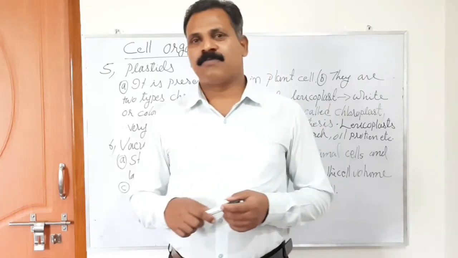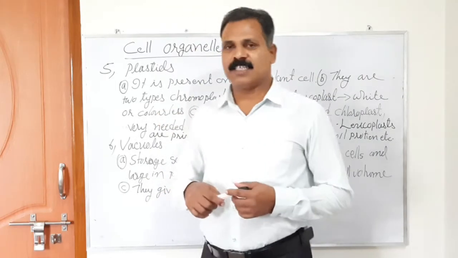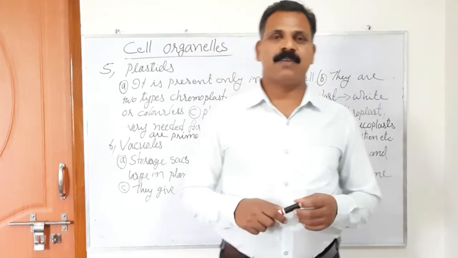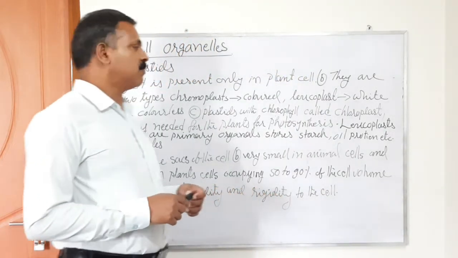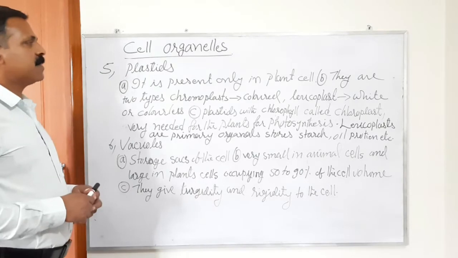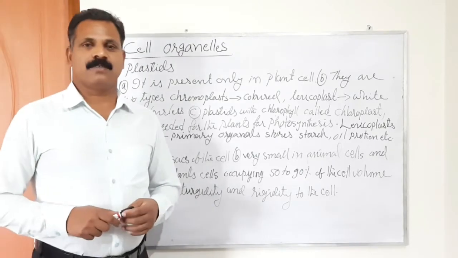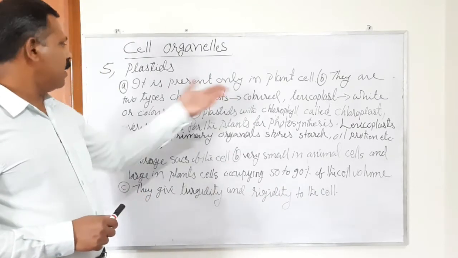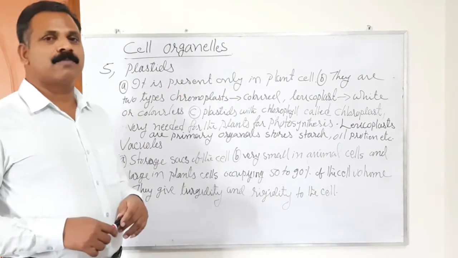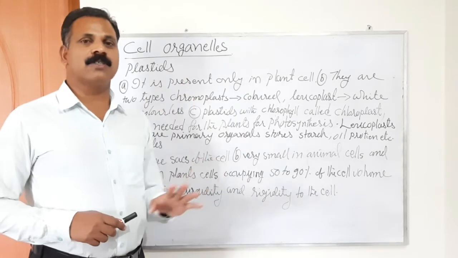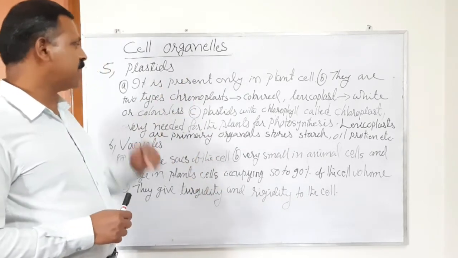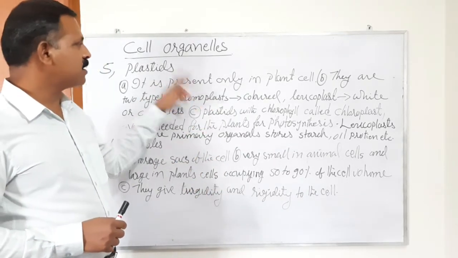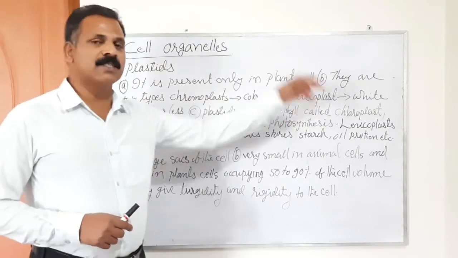Here the fifth organelle of the cell is plastids. Let's see what the different benefits of plastids are. It is present only in plant cells. That's the first thing we can notice. And there are two types of them, because of their nature. That is chromoplast plastids and leucoplast plastids.